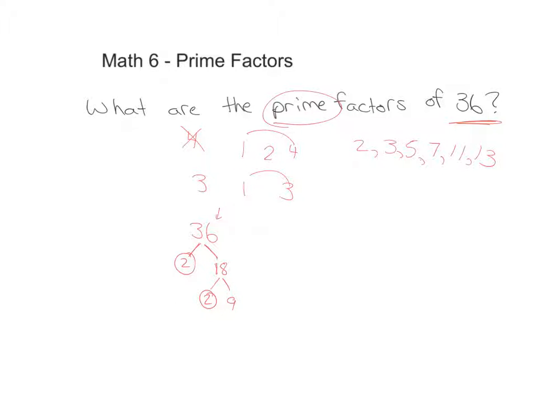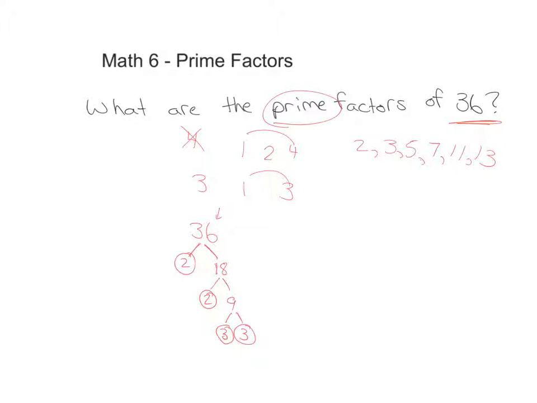Now 9, is it prime? The answer is no, so we have to break it up into another tree. So here we have 9. 9 is not even, so we can't divide this by 2. But I'm hoping you say, oh yeah, 3 times 3 gives me 9. 3 is a prime, so I circle it. 3 is a prime, so I circle it.